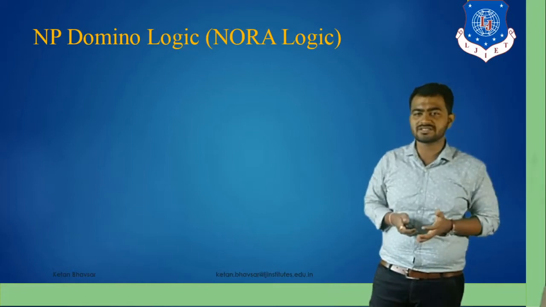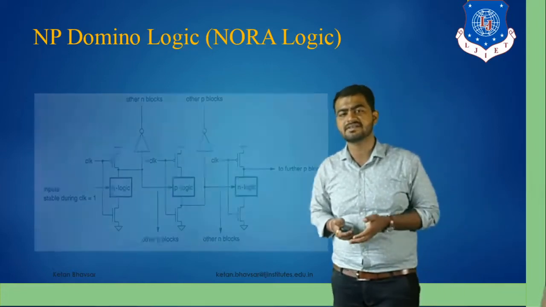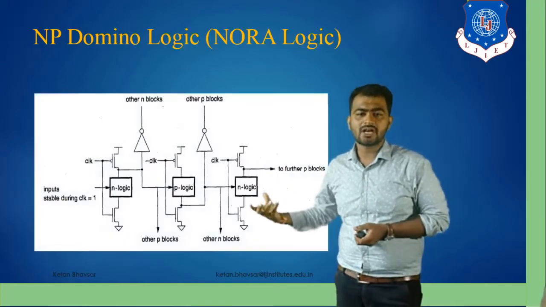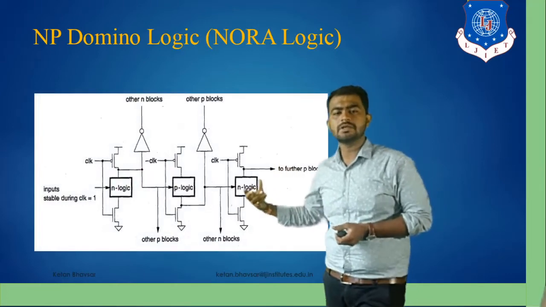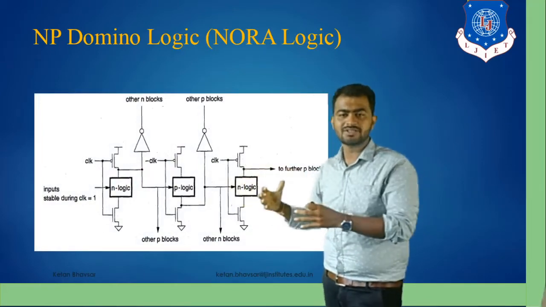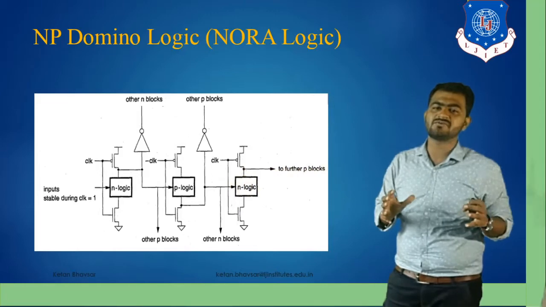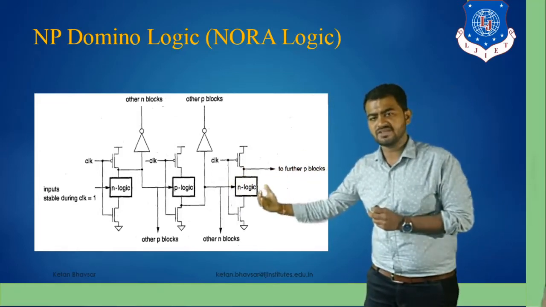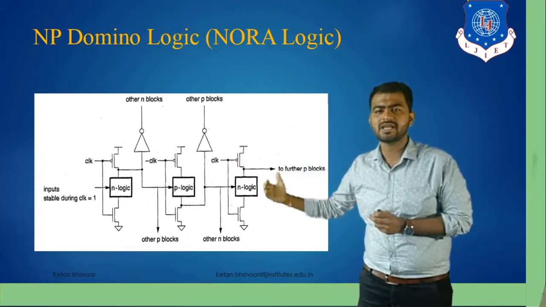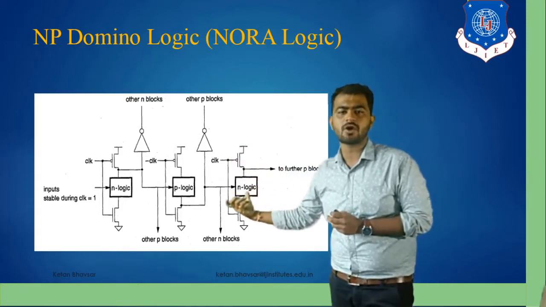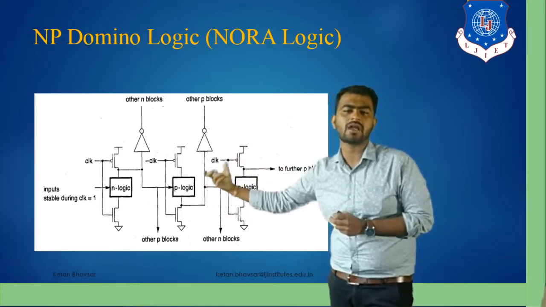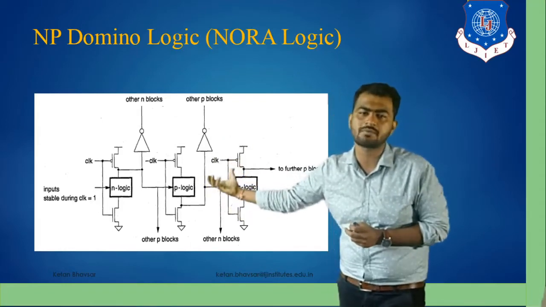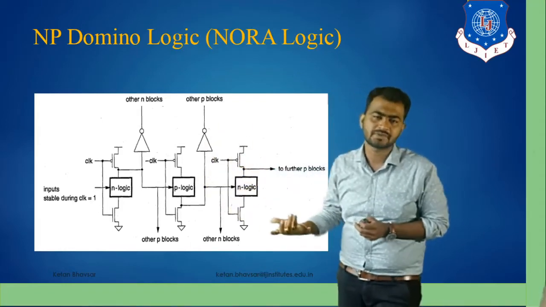We're talking about the NORA logic family, or the NORA logic circuits. As you can see in the NORA logic circuit, what exactly do we do? In a specific domino logic circuit, we are considering only an AND block configuration, and we are connected with the inverter. Here you can see we are connected with the AND block and the P block too. We are connected with the clock pulse. We are connected with the buffer input too.